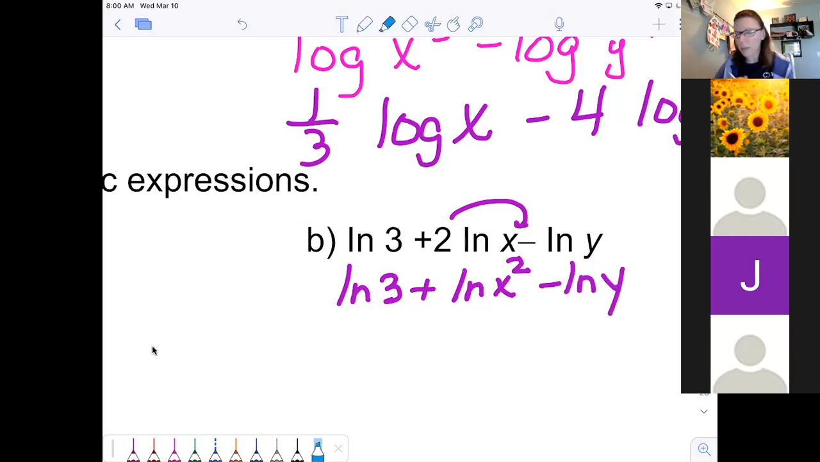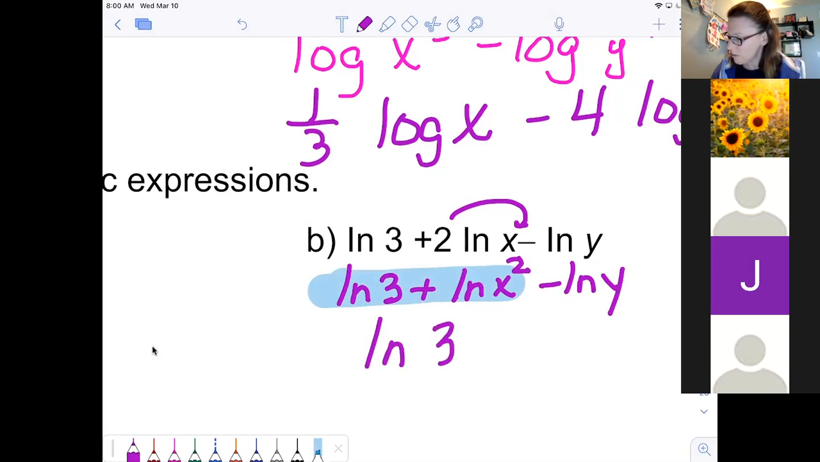So what would you do next, Annabelle? Let's look from left to right. So what would we do with the pair on the left? You would multiply. Yeah. So that becomes 3x squared.